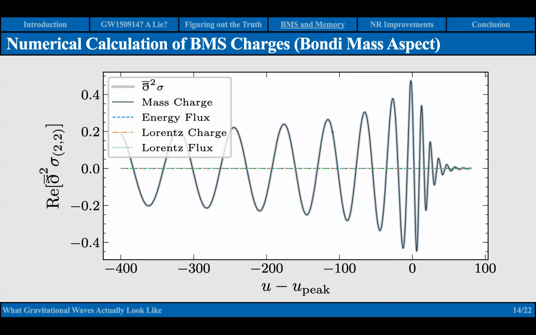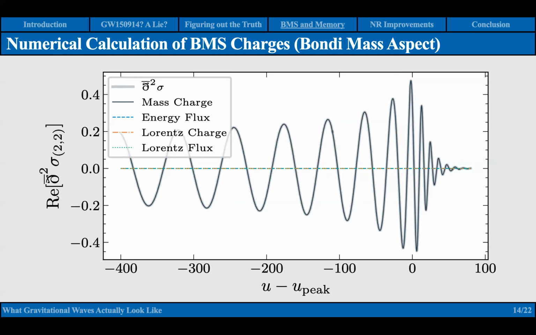When we have a mode where your L is even and your M is also even, that's called an electric parity mode. Isaac, did you have a question? Okay. And if your L is even and your M is odd, that's called magnetic parity.